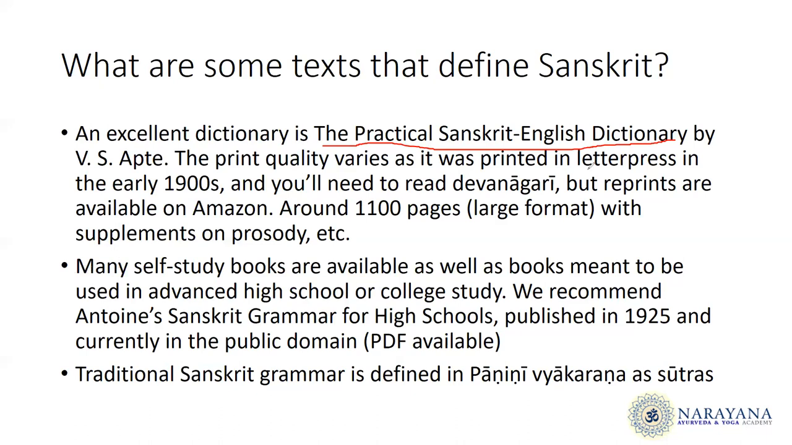There are many self-study books, and there are books that are meant to be used in advanced high school or college study courses. I like to recommend the Sanskrit Grammar for High Schools by R. Antoine. It was published in 1925. He was a teacher at St. Xavier's University in Calcutta. It's currently in the public domain. You can get it in PDF. You can also buy printed versions of it. It comes in two books, book one and book two. I would say book one is about maybe a 6-month study, and book two is about a good year and a half worth.